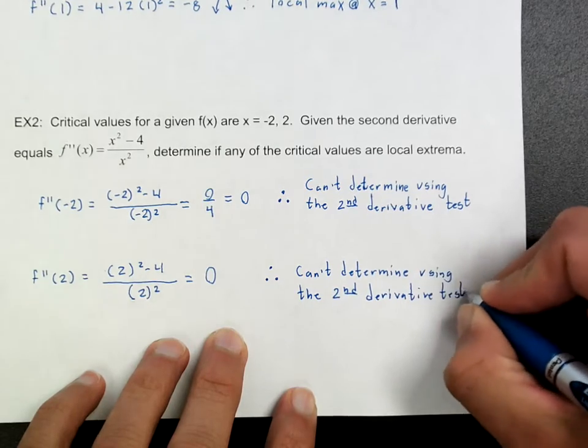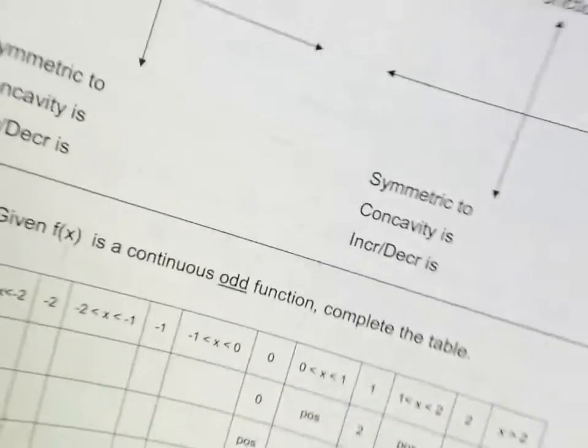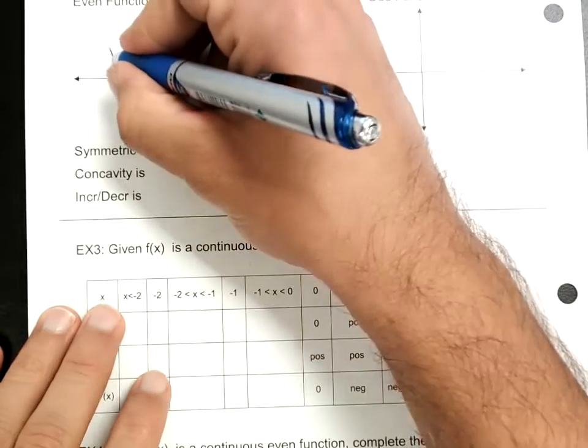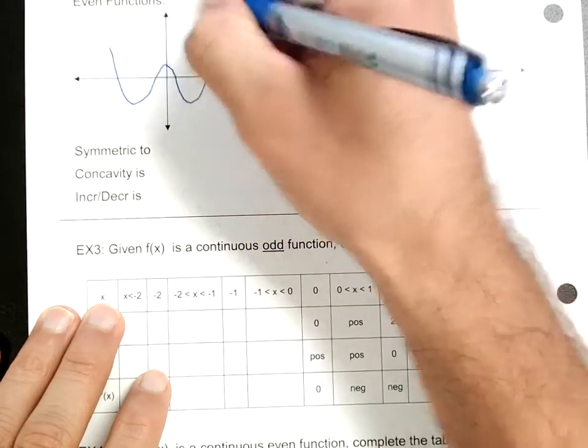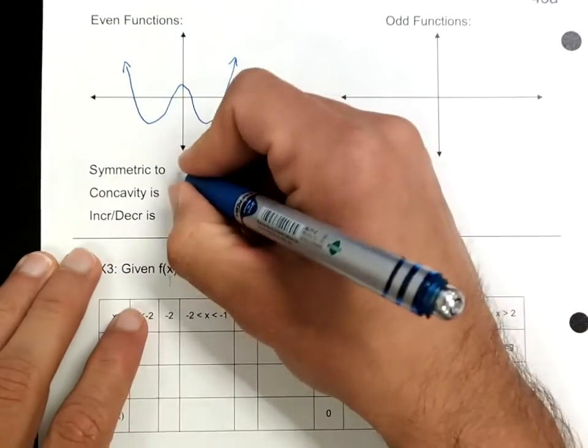Alright, let's go to the back here, and we're going to see some interesting correlations, I guess, and interesting relationships. Alright, so we know that an even function, and I'm just going to give you an example of something that looks like this. An even function, say, looks like this.